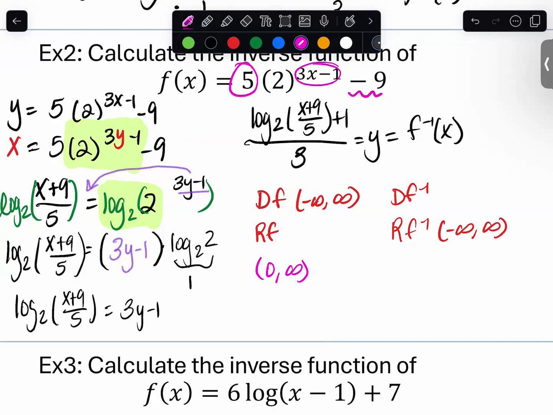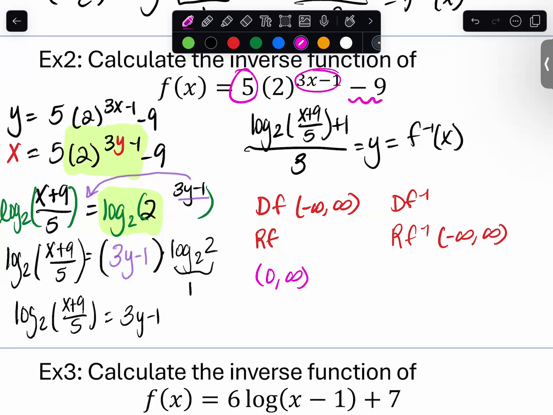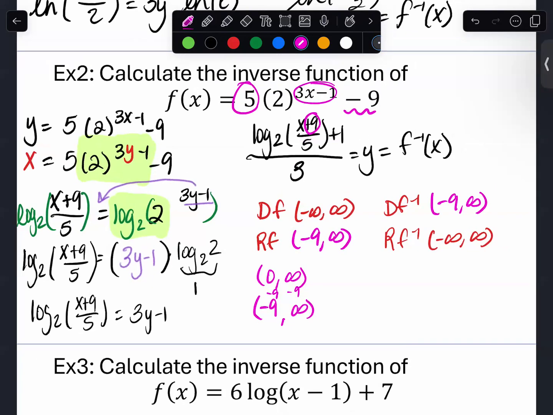But moving down 9 does affect this. So I'm going to subtract 9 from this. So I'm going to show that. And I get from -9 to infinity as that range. Thus, the domain of f inverse is also -9 to infinity. Notice again, we do have that moving left 9 factor inside of the logarithm. So here again, we have that final domain and range of f and f inverse.